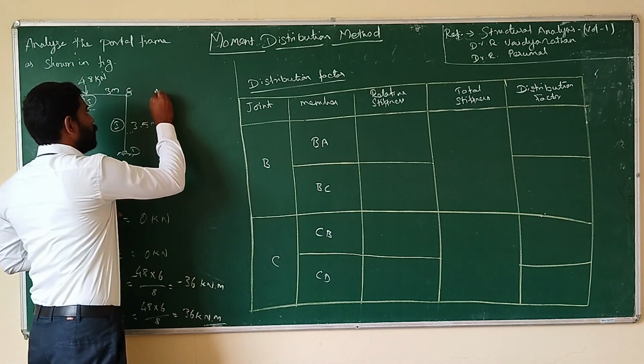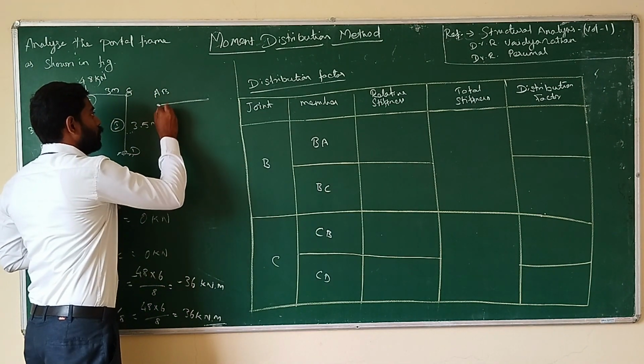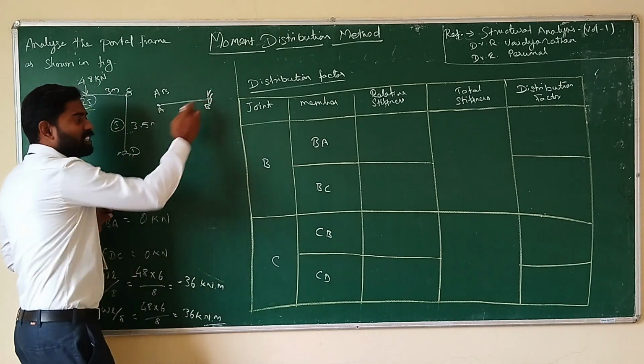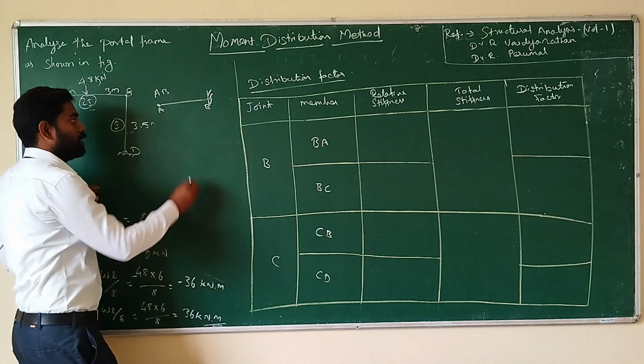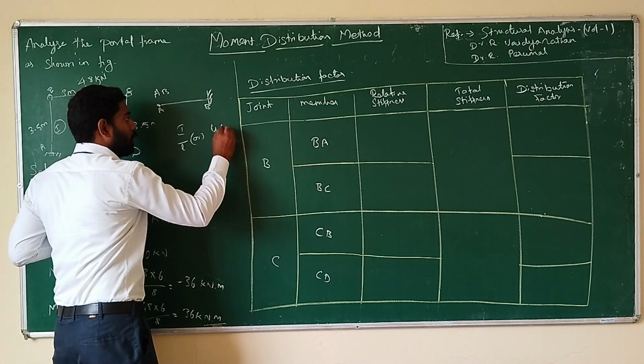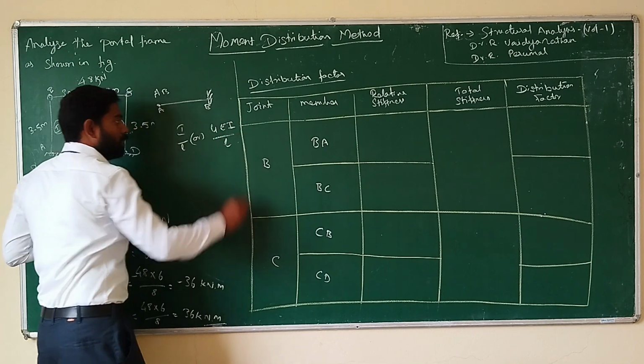So which means that if you are taking this as AB, this point will be A and this point will be B. So in this condition, the far end will be a fixed condition. So the formula is I by L or 4EI by L, the formula.